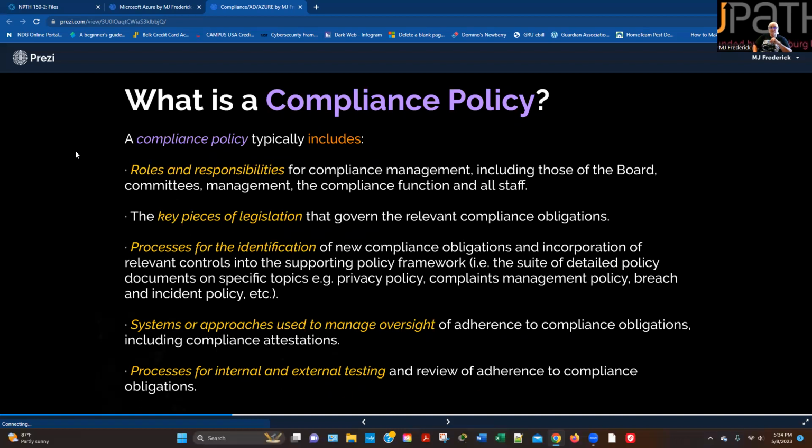So the roles and responsibilities, you have a compliance management, which may be your board, your committees, your management, the compliance function, and all the staff. Key pieces of legislation that are going to govern the relevant compliance obligations that your organization has to meet. The processes for identification. You have to have a detailed summary of what it is that you're doing, that you are meeting those obligations, and incorporation of those relevant controls into the supporting framework that you've put together, such as privacy policy, complaints management policy.